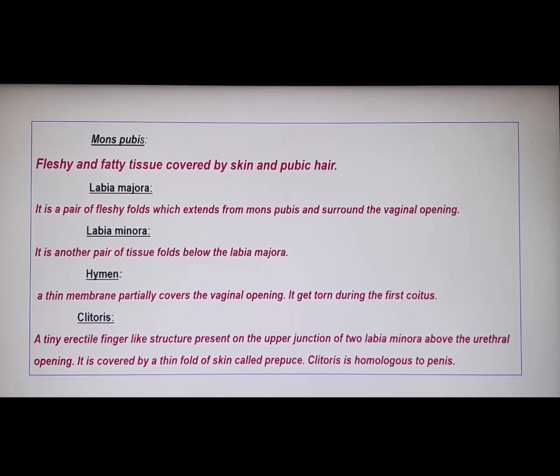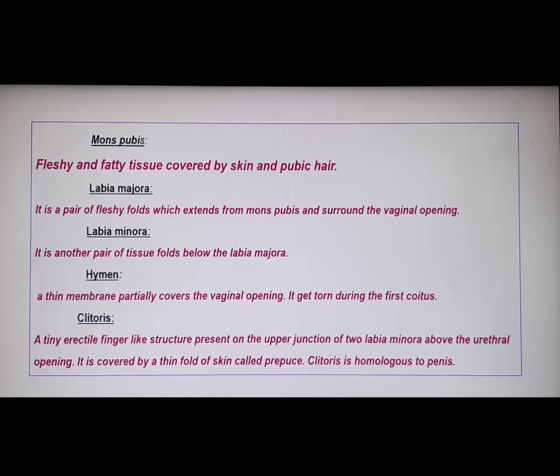The labia majora is a pair of fleshy folds which extends from the mons pubis and surrounds the vaginal opening, whereas the labia minora is another pair of tissue folds below the labia majora. A hymen is a thin membrane that partially covers the vaginal opening. It gets torn during the first coitus. And the clitoris is a tiny erectile finger-like structure present at the upper junction of the two labia minora above the urethral opening. It is covered by a thin fold of skin which is called the prepuce, and the clitoris is homologous to the penis.